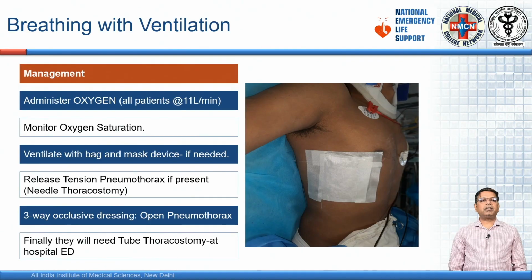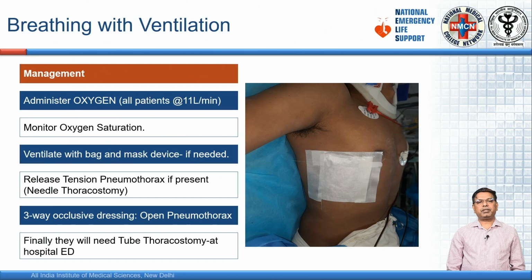So, managing the breathing: if you have an open chest wound, you can go for a 3-side dressing. Always remember that these patients will require oxygen. You have checked the respiratory rate and saturation. These things are also evaluated along with the clinical look, listen, feel.